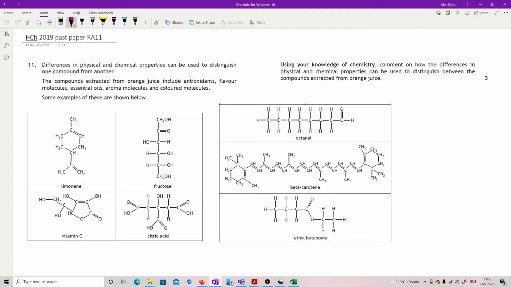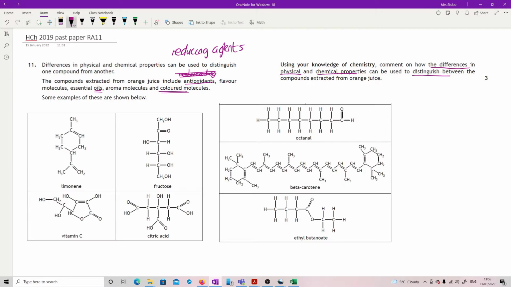Okay, so let's look at the clues in the question. We are looking for the differences in physical and chemical properties and how they can be used to distinguish between them. And then they're telling you that we have a whole pile of different things. We've got antioxidants, which you should also reckon are reducing agents. Flavour molecules, essential oils, that's potentially got something to do with that. Aroma molecules and coloured molecules, and we can probably do something with the colour, okay? Just as kind of standard basic things.